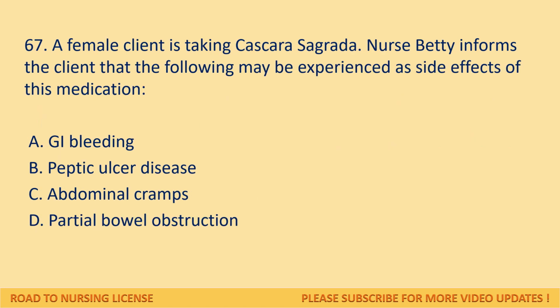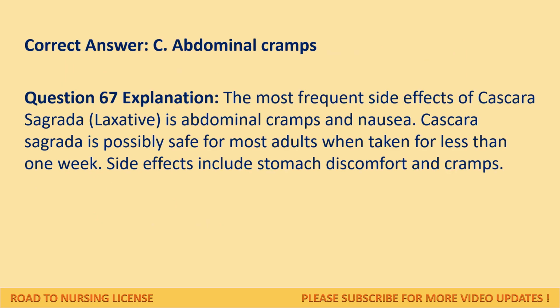Question 67. A female client is taking Cascara Sagrada. Nurse Betty informs the client that the following may be experienced as side effects of this medication. A. GI bleeding. B. Peptic ulcer disease. C. Abdominal cramps. D. Partial bowel obstruction. Correct answer, C. Abdominal cramps.